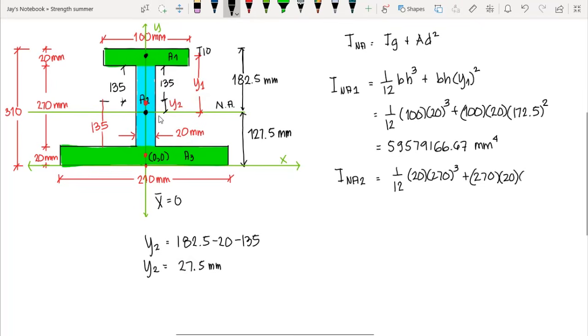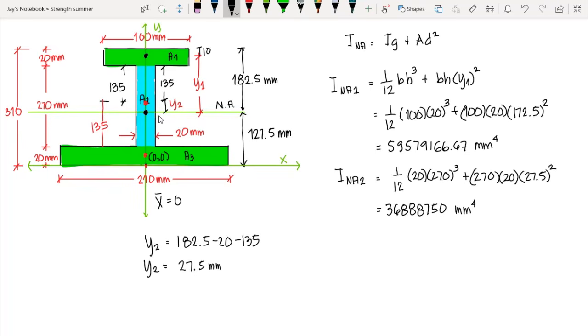So we have here 27.5. Take note, it is being squared. So we have our moment of inertia, or the transfer moment of inertia of section 2, that is 36,888,750, that is in millimeter to the fourth.